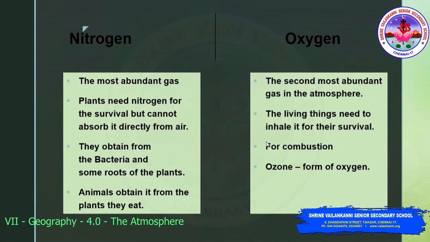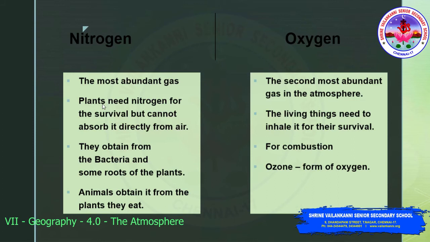First one, nitrogen. Nitrogen is the most abundant gas, as we saw in the pie chart, and plants need nitrogen for their survival, and even the animals. But they cannot absorb it directly from the atmosphere. So the bacteria present in the soil and the roots of some plants convert the nitrogen in the atmosphere and make it usable for plants. Animals also obtain nitrogen when they eat the plants.